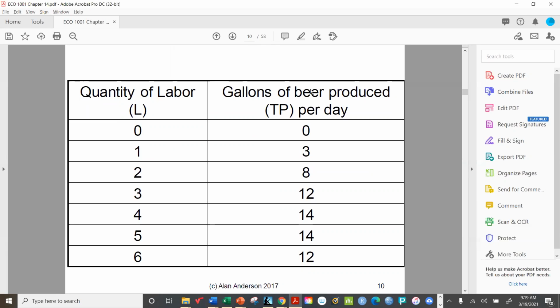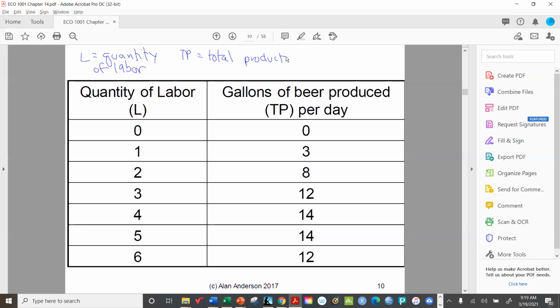So if you notice, L represents quantity of labor. And we can define that in a lot of ways. Like I said, it could be the number of people who work there. It could be the number of hours that people work. It could be defined in a few different ways. Let's just say that this represents the number of people who work there. TP is actually shorthand for total product. Okay, it means how many gallons are we producing every day.